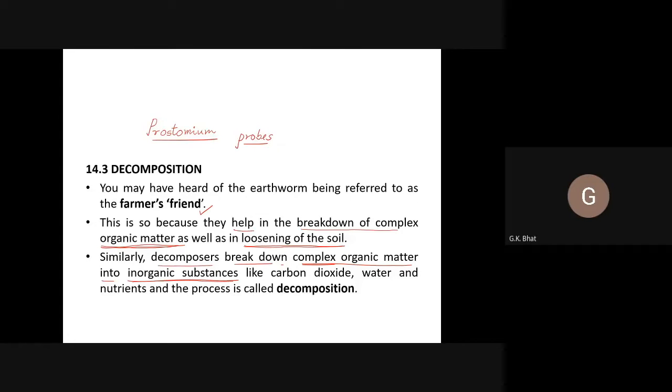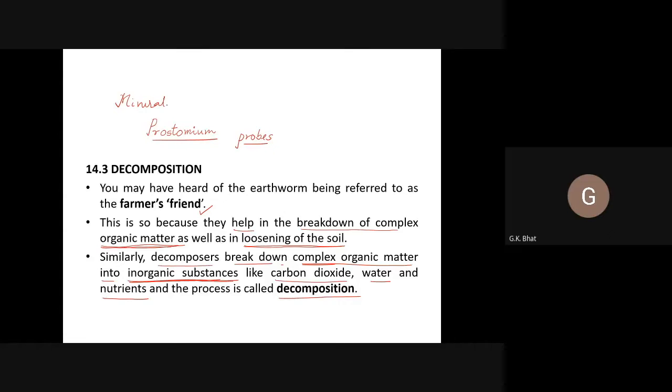So this complex organic matter is converted to simple inorganic substances. What are they? They are carbon dioxide, water, and nutrients. And the process is called decomposition. I hope you have heard about the macronutrients and micronutrients. Was mineral nutrition in plants taught to you last year?